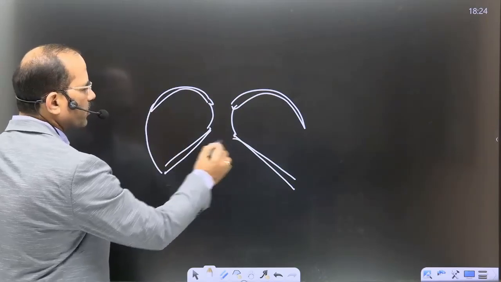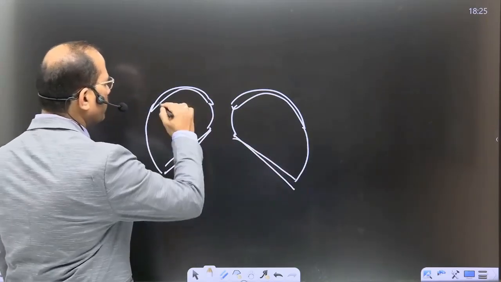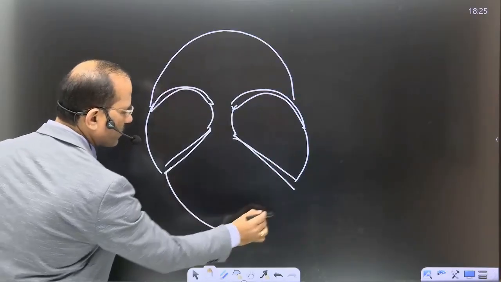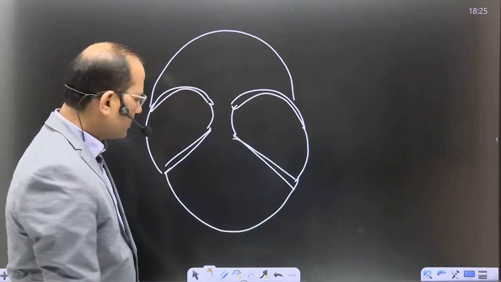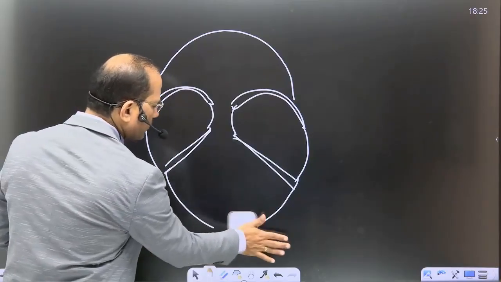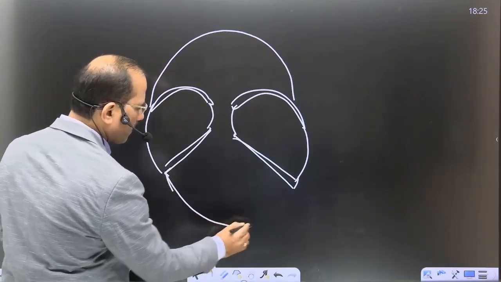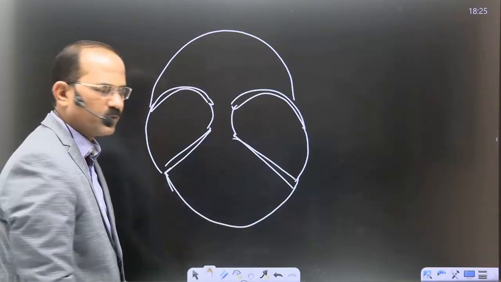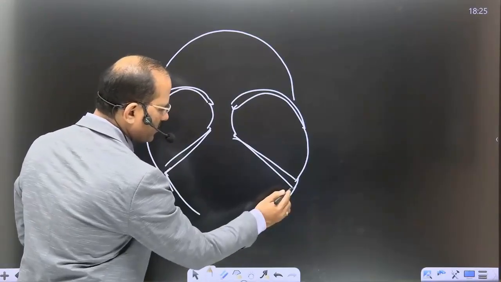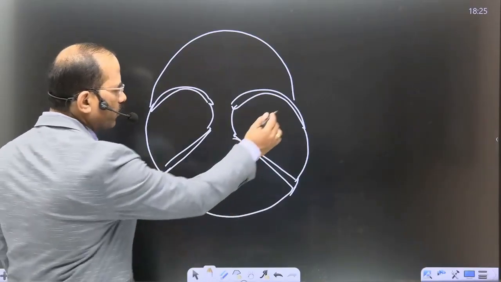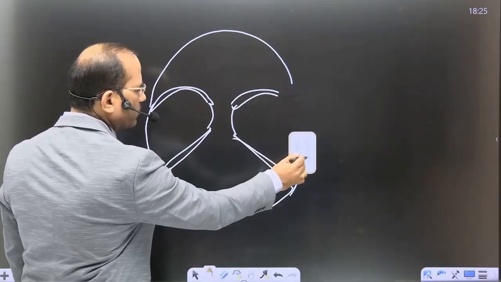The lesser wing of sphenoid and the petrous part of the temporal bone divides the skull. You can see what I have drawn. A very easy way to draw this. This is the interior of the skull. So that's the interior of the skull or the interior of the cranium.